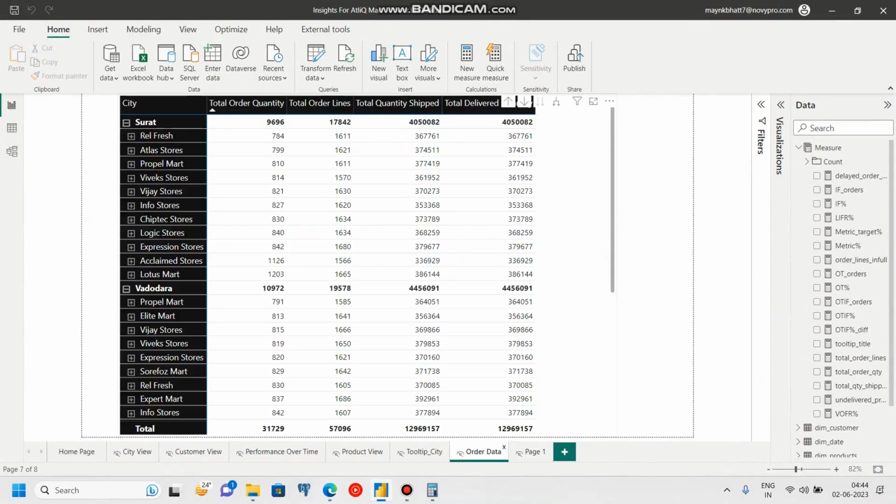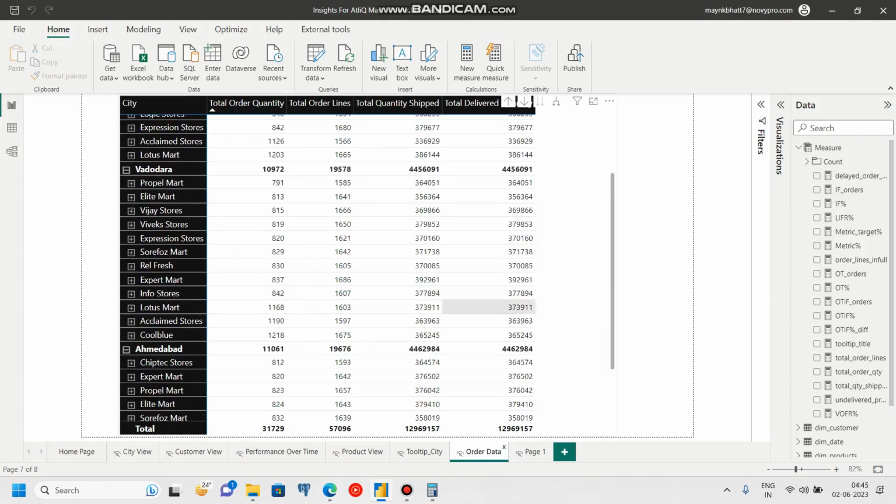So if I look at the order summary city wise, I see that Surat has total order quantity of 9,696. Total order lines count is 17,842. Total quantity shipped is 40,50,082. Total quantity delivered is 40,50,082. And if I look at the data for all other cities as well, I see that the total quantity shipped and total quantity delivered is exactly the same. What then? Why are the customers not extending their contracts?